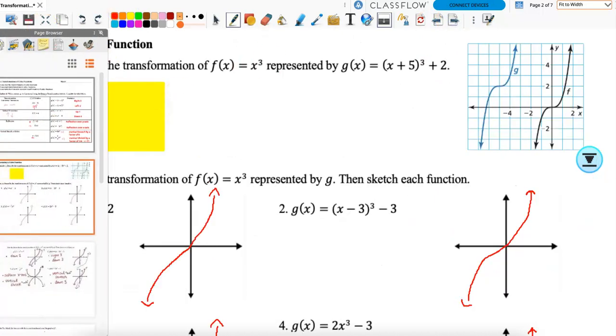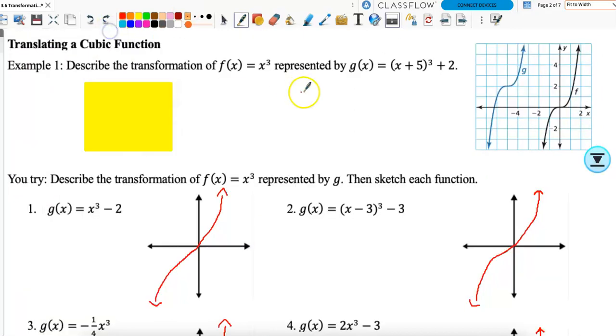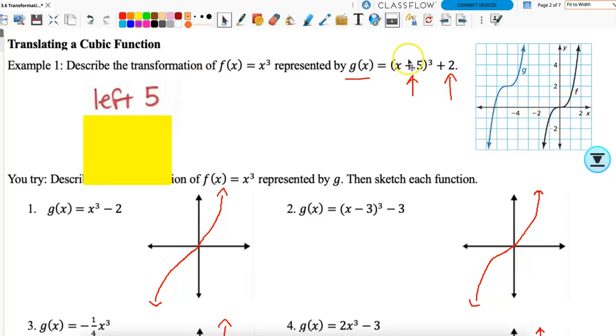Example 1, you are going to describe the transformation of the parent function x cubed, which is f, represented by g of x, which is in blue. So basically tell me what's happening with this +5, what's happening with this +2. I can see this -5, moved it to the left 5, because it's the opposite. This +2 moved your function up 2. And so that's easy to see if you look kind of where it flattens out. This graph went to the left 5, and then it went up 2.